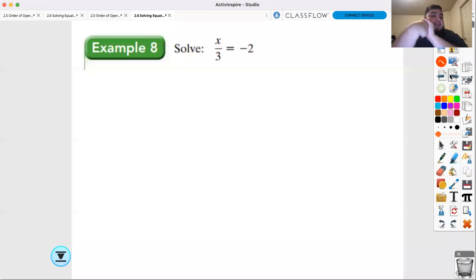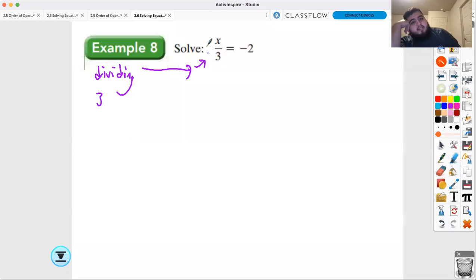Can anyone tell me what operation is happening? We do multiply, Ishmael, but the question was what operation is happening with x and 3? Isn't that division? It is division, and like Ishmael said, the opposite of division is multiplication. Good. In case you didn't know that, you can write a little arrow over here and note that this is dividing by 3. The opposite of dividing by 3 is multiplying by 3, which we can do with the dot, and we can also draw with parentheses.